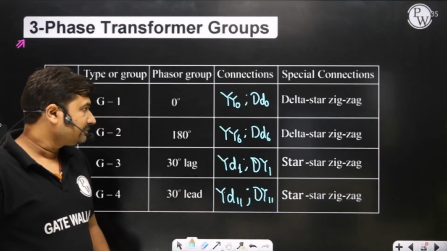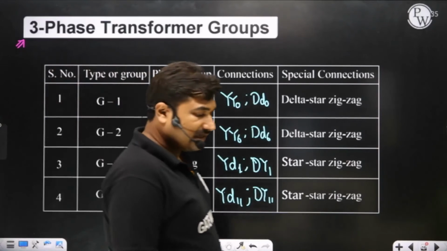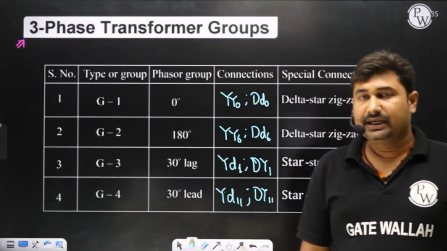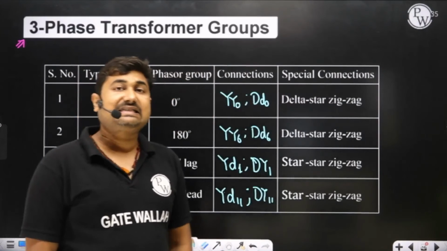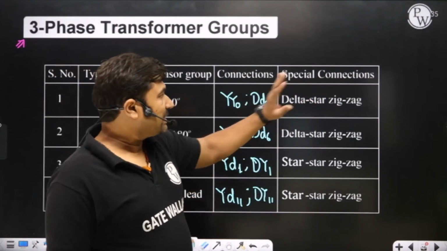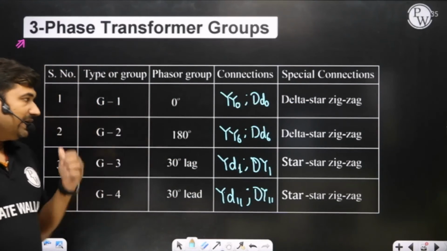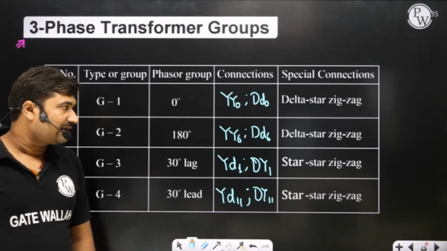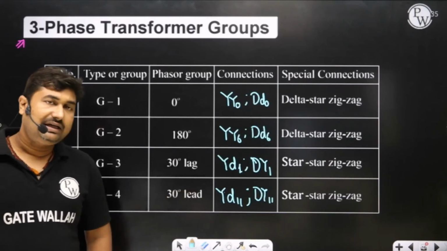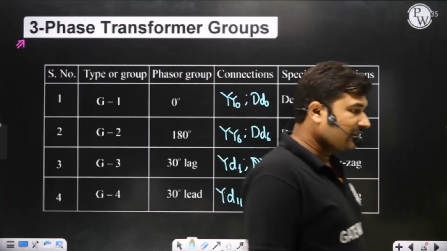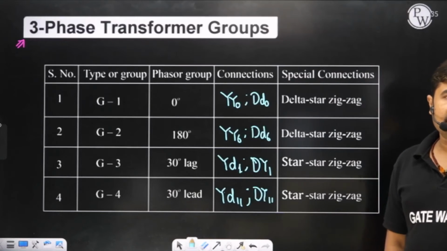There are some special connections also. These special connections are called zigzag connections, in which the secondary side of the transformer has two equal portions connected in a zigzag star manner. So the special connection for the 0 degree phasor group is delta star zigzag connection. The 180 degree phasor group is also delta star zigzag connection. The 30 degree lag phasor group is star star zigzag connection, and the 30 degree lead phasor group is star star zigzag connection. Please note down. G3 is used for distribution transformers, sir.